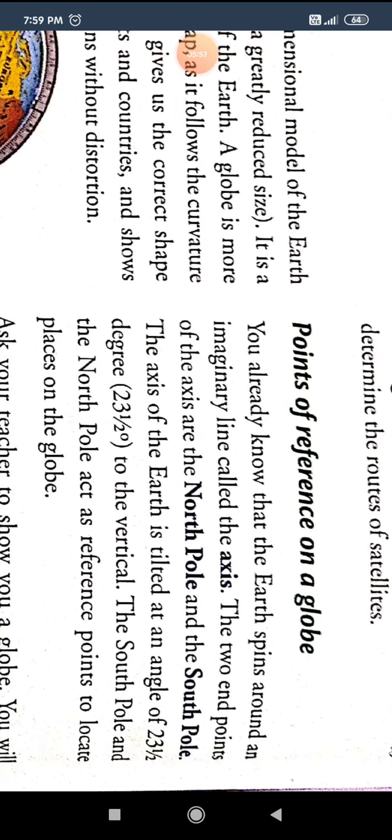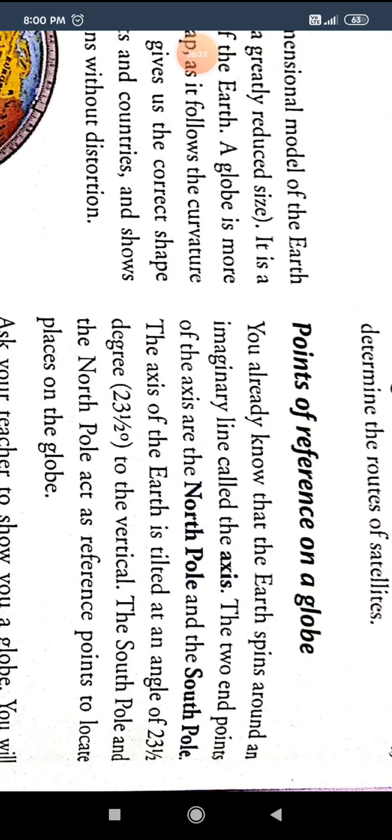The earth spins around an imaginary line called the axis. What is the axis? The earth spins, which means it moves on its axis. So the axis is an imaginary line on which the earth spins.